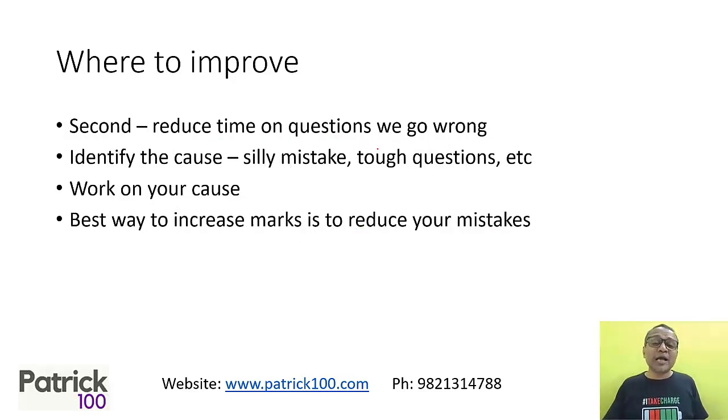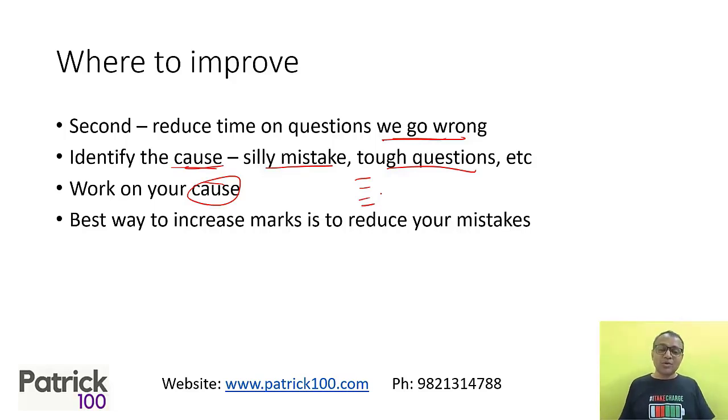Next is reducing the time on the questions that you get wrong. The way to go about this is to identify the cause of your mistake. Was it a silly mistake? Was it a tough question where you didn't know the concept and still attempted it? Find out the reason. Maybe you read the question wrong, maybe you made a calculation mistake. So work on the cause. One way is to note down the cause of every mistake after the mock. Once you identify the cause, it will stay with you when you're solving the next mock. You will be aware of it, and that will help you reduce mistakes.